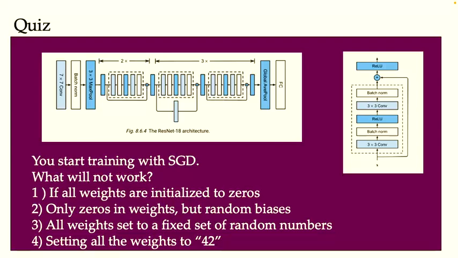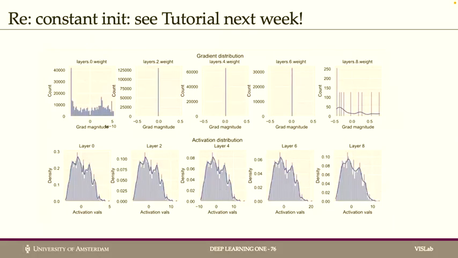First one, you're right, that won't work because all the activations will be 0. So that's not great. Number 2 will work indeed, because this one being random, it will at least give you non-zero outputs. All the weights set to a fixed set of random numbers, it will work. Not as great as if you initialize it in some more systematic ways. Setting all the weights to 42, you're right. 43 would work though. No, just kidding.